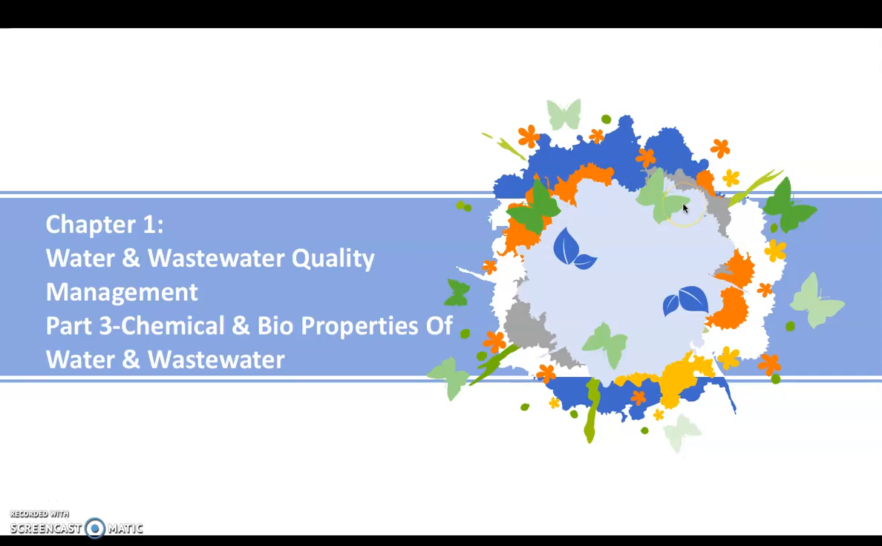So we will discuss part 3 of this chapter. This is the last part on water and wastewater quality. This part will be the chemical and biological properties of water and wastewater.